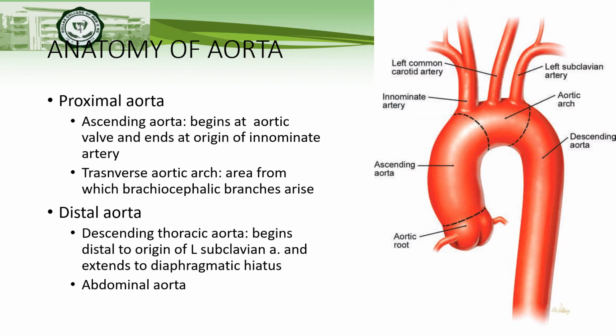the distal aortic segment includes the descending thoracic aorta and the abdominal aorta. The descending thoracic aorta begins distal to the origin of the left subclavian artery and extends to the diaphragmatic hiatus where it joins the abdominal aorta. The descending thoracic aorta gives rise to multiple bronchial and esophageal branches as well as to the segmental intercostal arteries which provide circulation to the spinal cord.